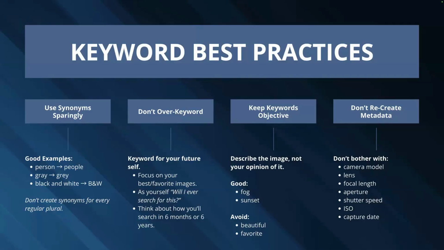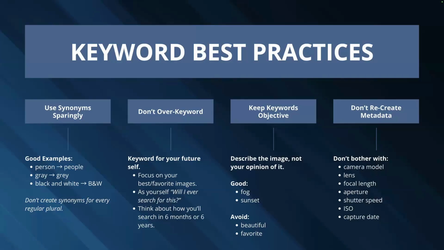Consider how you think you're going to be searching in 6 months or in 6 years. Keep keywords objective. Describe the image, not your opinion of it. So don't use keywords like beautiful or favorite. Save that for using your 4 star, 5 star, your pick flags, your color labels. There's other metadata things you can apply to indicate your opinion of it. Save keywords for things like fog, sunset, beach, or a place or something like that.